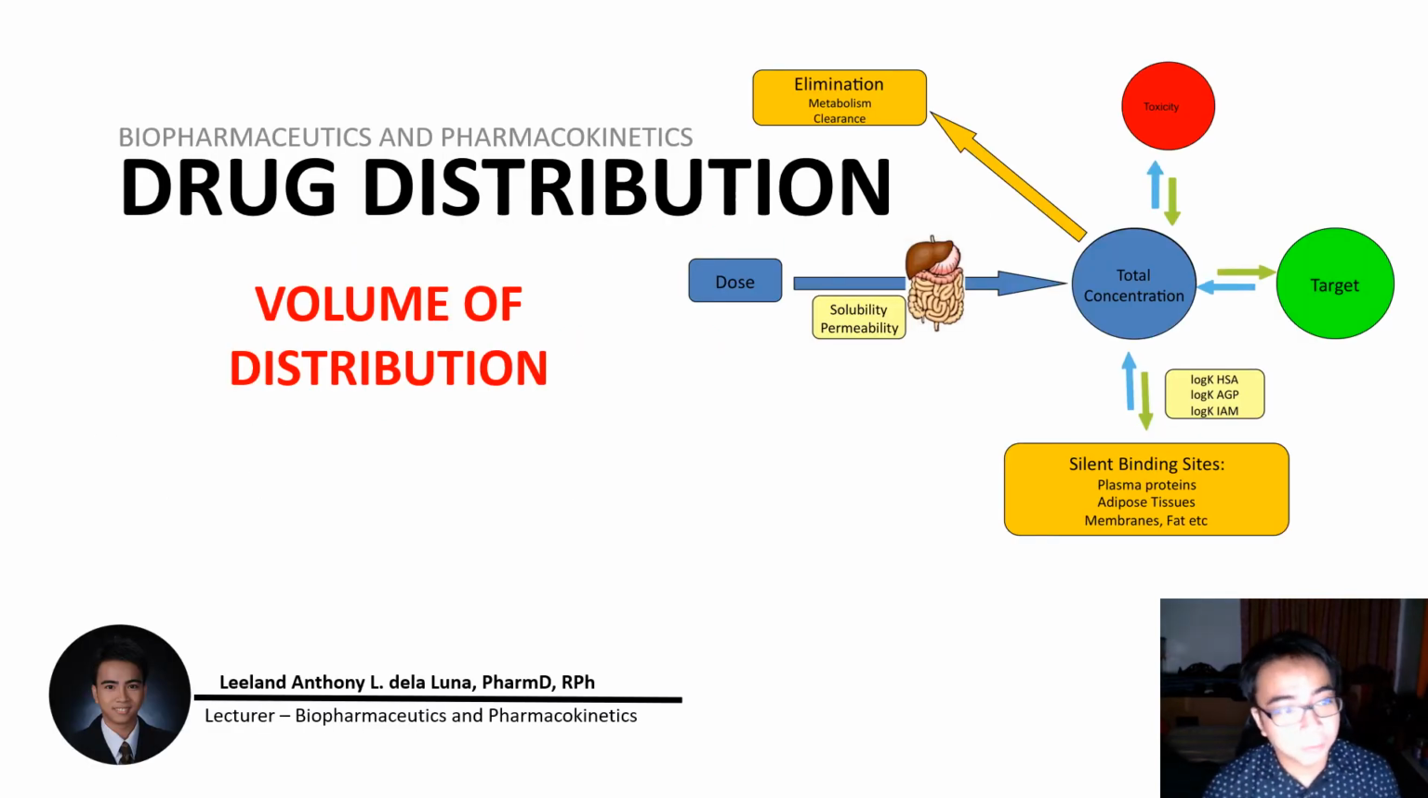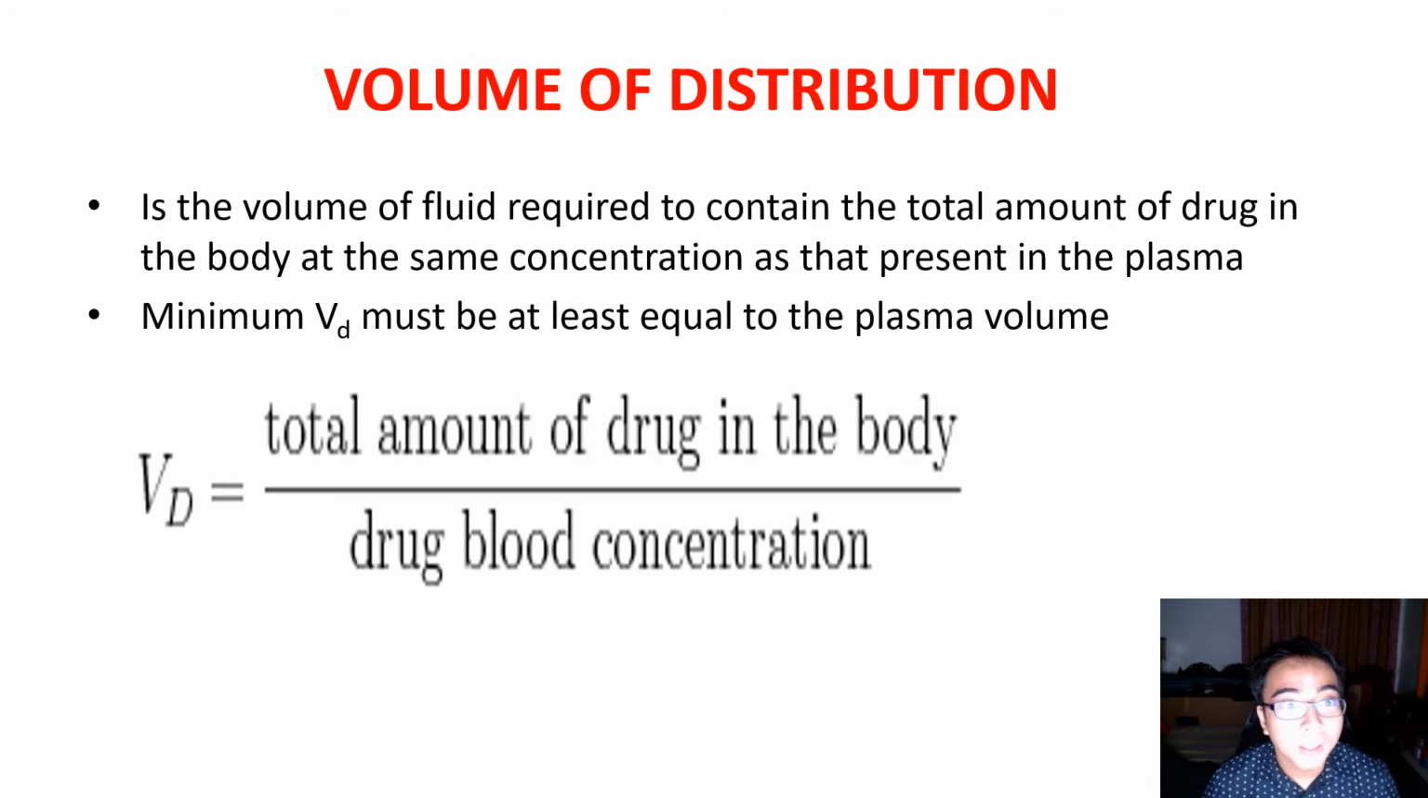Now, class, let's discuss about volume distribution. So as I've told you a while ago, one of the key kinetic parameter class used to assess the extent of distribution is the volume distribution. Okay. Now, the volume distribution class is simply the volume of fluid required to contain the total amount of drug in the body at the same concentration as that present in the plasma. So the minimum VD oftentimes must be at least equal to the plasma volume. And the formula for VD class is equal to VD equals total amount of drug in the body, which is simply the dose over drug concentration.